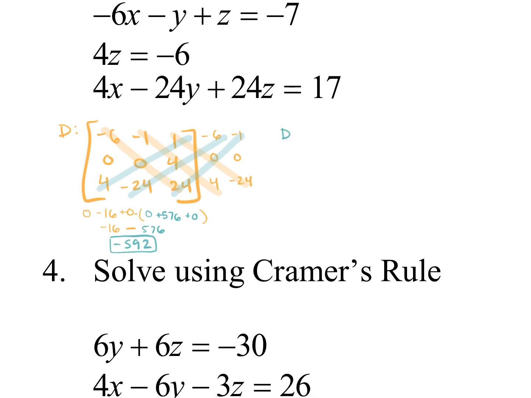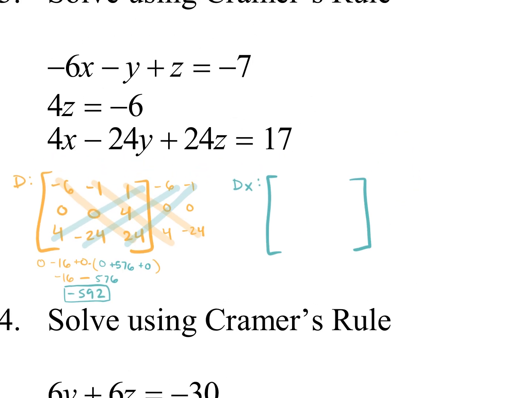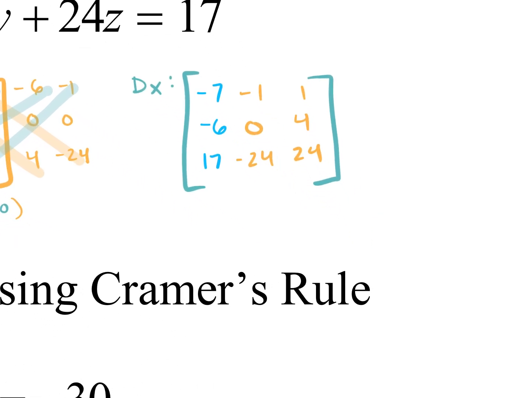Next, we want to find D sub X. So the answers are going to go in the X column. So -7, -6, and 17 go into the X column. The other 2 columns stay the same. -1, 0, -24, and 1, 4, 24. Now we're going to rewrite the first 2 columns in this matrix on the outside. So our 2 new columns, -7, -6, 17, negative 1, 0, negative 24.